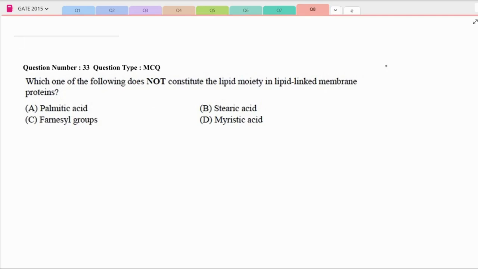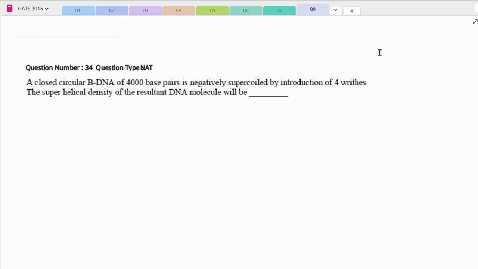Which one of the following does not constitute the lipid moiety in a lipid-linked membrane protein? So if you look at the structures of lipid-linked membrane proteins, you will find palmitic acid, you will find farnesyl groups, and you will also find myristic acid. However, what is not found in the lipid moiety in lipid-linked membrane protein is answer B, which is stearic acid. So you need to look at the basic structures of these biomolecules in order to answer these questions. So that's pretty simple and straightforward. Moving on to the next question.